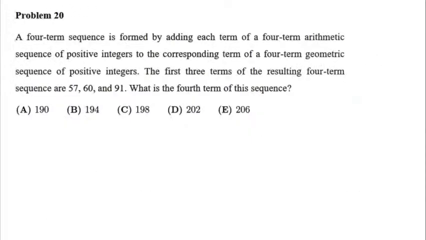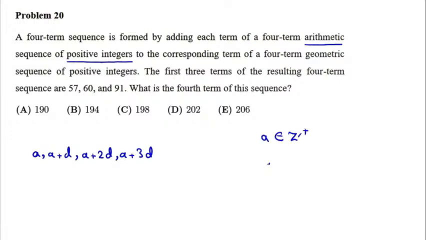Okay, at first, let's consider arithmetic. We can say it is a, a plus d, a plus 2d, a plus 3d. It says they are positive integers, so you conclude all these four should be integers, so A should be a positive integer, the first term. D is an integer. Why? Because, for example, maybe we have 55, negative 10, 45, negative 10, 35. The terms are positive, but D is negative 10. So we can't say D is a positive integer.